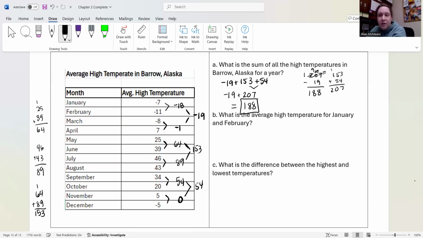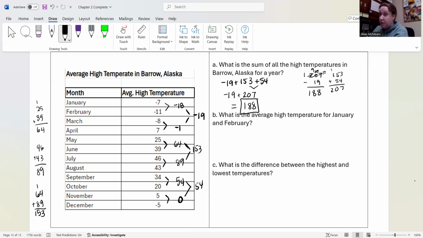Okay, now again, for a problem like this, I've discussed this in many videos, when to use a calculator, when not. A problem like this, it would be completely appropriate to use a calculator just because there are so many values, okay? For the sake of practice in this video, we did it piece by piece, but again, a calculator would be fine here. Part B, it says, what is the average high temperature for January and February, okay?